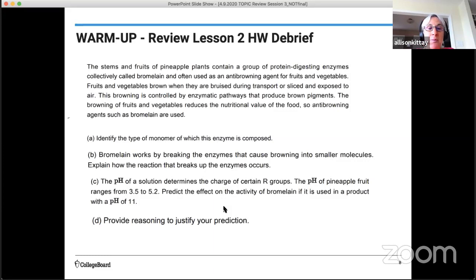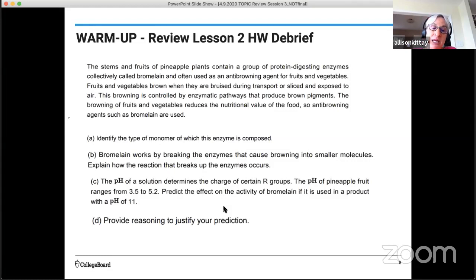This browning is controlled by enzymatic pathways that produce brown pigments. The browning fruits and vegetables reduce the nutritional value of food, so anti-browning agents such as bromelain are used. In part A, you are asked to identify the type of monomer of which the enzyme is composed. In part B, bromelain works by breaking the enzymes that cause browning into smaller molecules. So explain how the reaction that breaks up the enzyme occurs.